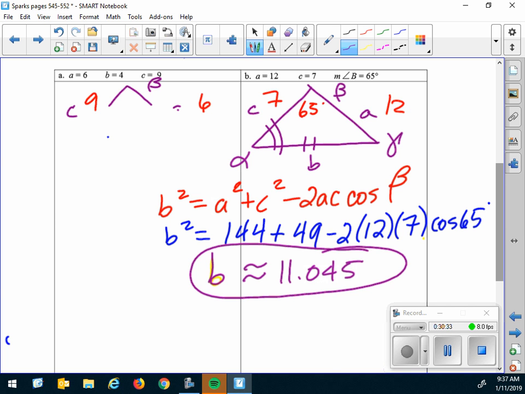Ladies and gentlemen, law of sines and law of cosines are extremely powerful in trig. Know them. All right? Know them. Good. They don't get harder than this, so. All right.